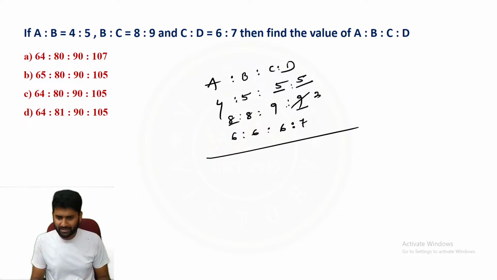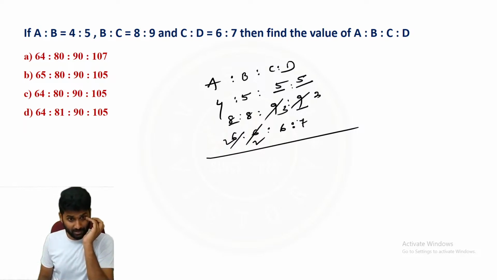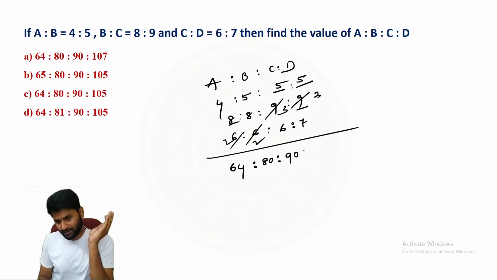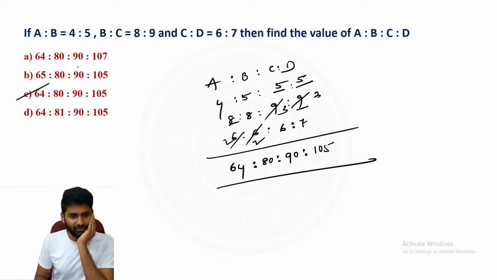Now guys, 3 threes, 3 twos, that's it. So 8 fours. So the ratio of ABCD, is there any further calculation? There is no common, no two common. Now see, this is the value of 64 units. This is the value of 80 units. 6 are 90. 7 are 105. So 64, 80, 90, 105.